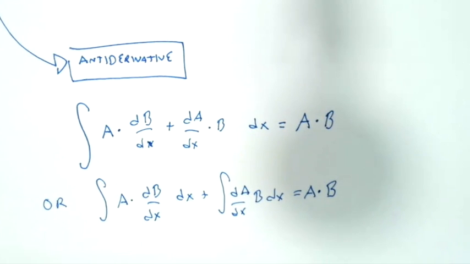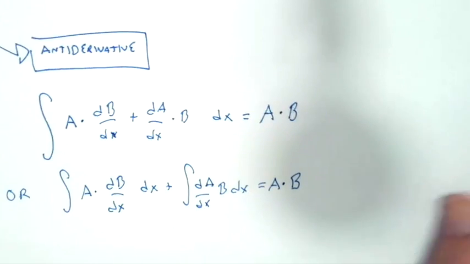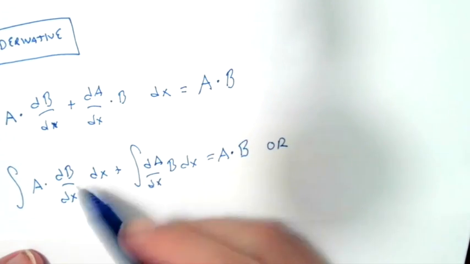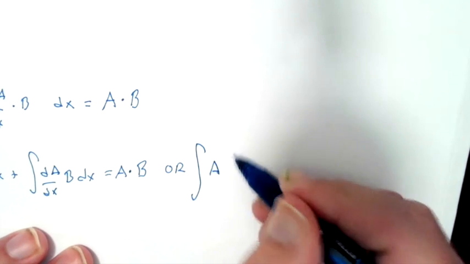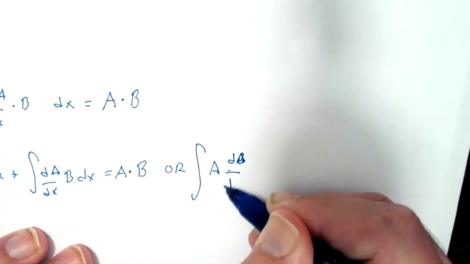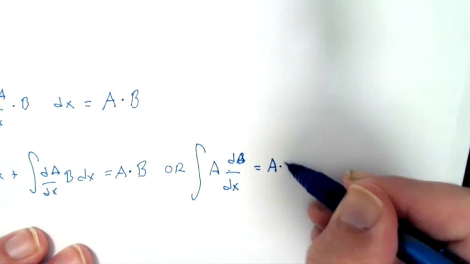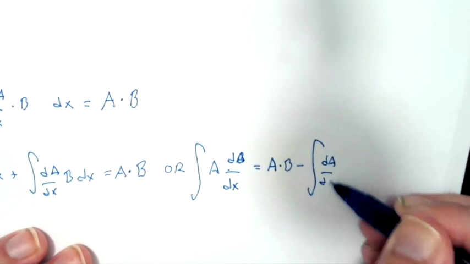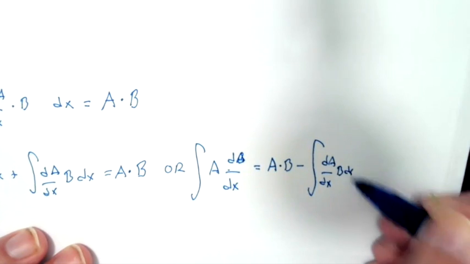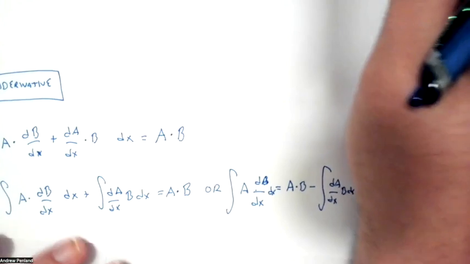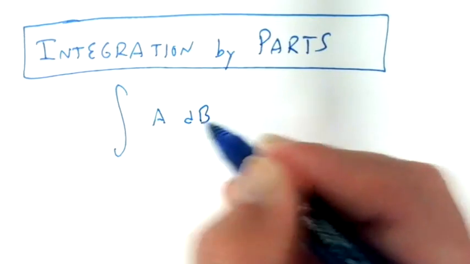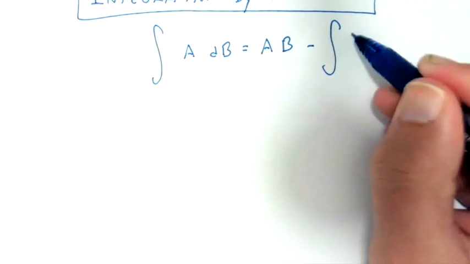What integration by parts actually says is that we subtract over one of these, and it doesn't matter which one. I'll rewrite this as the indefinite integral of A times dB/dx is equal to A times B minus the indefinite integral of dA/dx times B dx. Usually people will look at this dx canceling. So how you're probably going to see integration by parts, if you're using the letters A and B, is the indefinite integral of A dB equals AB minus the integral of B dA.